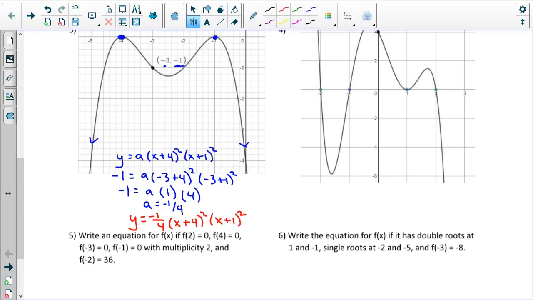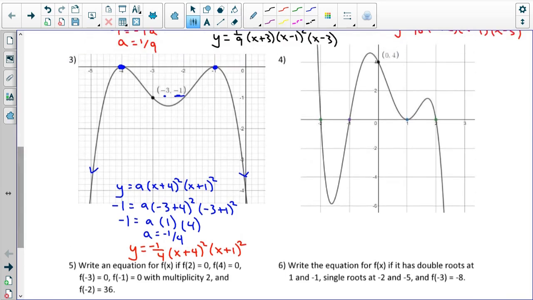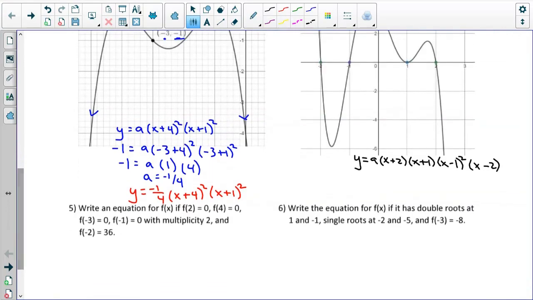Fourth problem. I appear to have a y-intercept at 4, and then I have single roots at -2, so x plus 2, x plus 1, then x minus 1 is the value of 1 is a double root, so my factor x minus 1 is squared, and then I have x minus 2 is another factor due to my root at 2. I substitute in 0, 4.